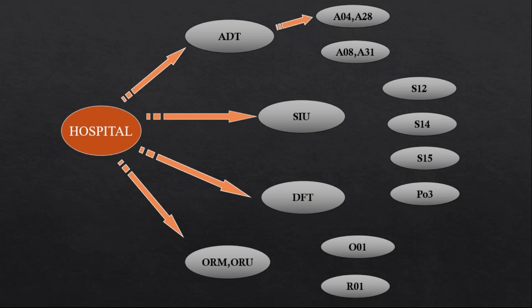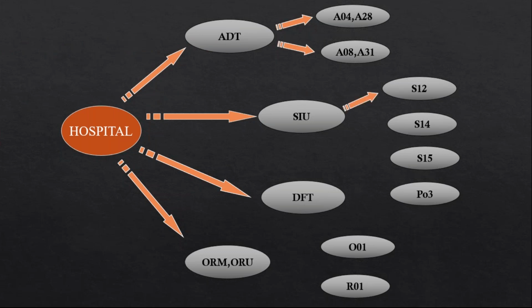But just remember that a message will always be represented with the combination of message type and the event type. So for instance, an ADT new patient registration will be indicated as ADT A04, ADT A28. And whenever there is an update of patient record, we read it as ADT A31 or ADT A08. So that is how it is indicated in an HL7 message.